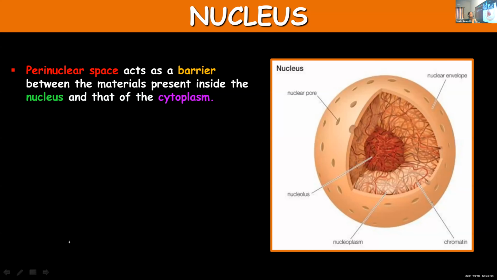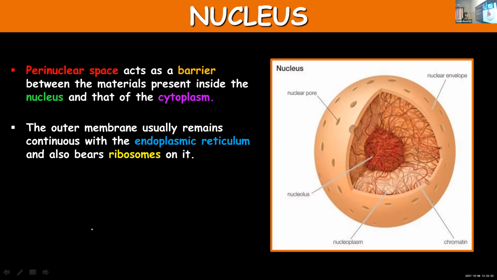So what is perinuclear space? The space in between the two membranes covering the nucleus, the two membranes constituting the nuclear envelope. They will act as a barrier between the materials present inside the nucleus and that of the cytoplasm. So this perinuclear space acts as a barrier separating the materials of nucleus and cytoplasm. The outer membrane of the nucleus is usually continuous with the endoplasmic reticulum having ribosomes on it.